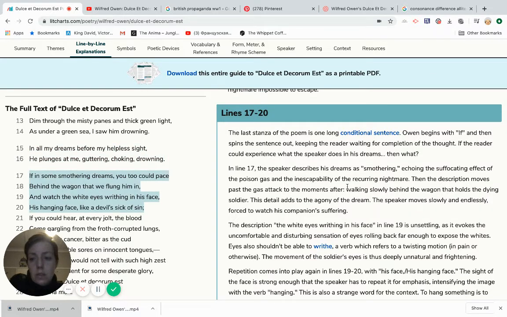Lines 17 to 20. If in some smothering dreams you too could pace behind the wagon that we flung him in, and watch the white eyes writhing in his face, his hanging face like a devil's, sick of sin.